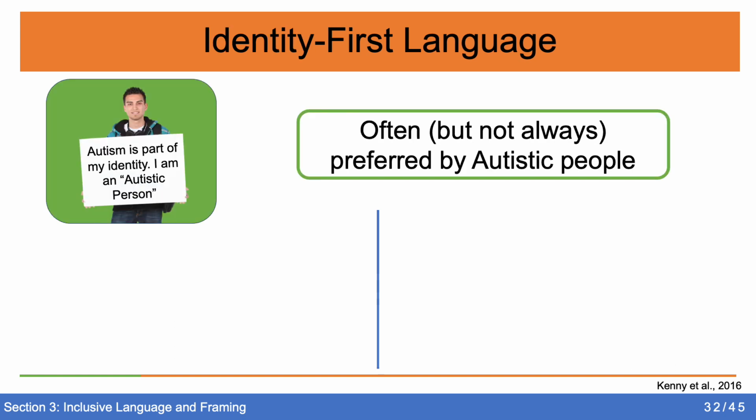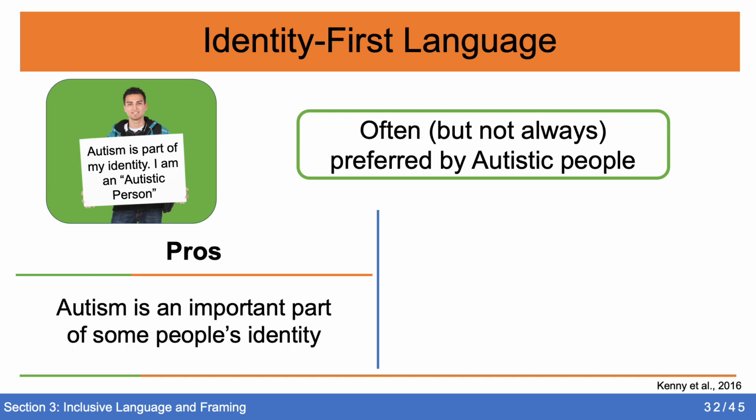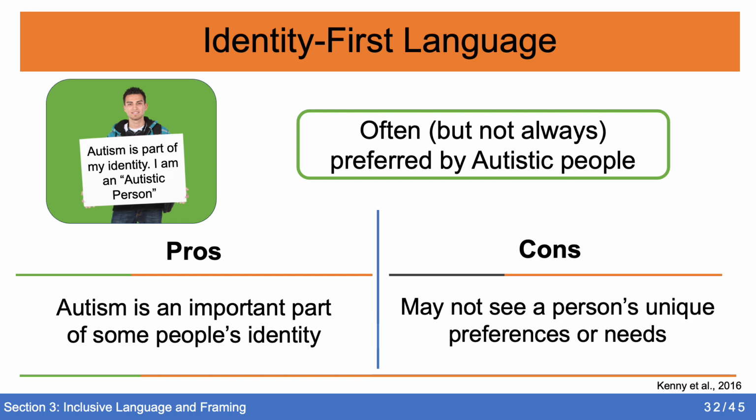Identity-first language is often, but not always, preferred by autistic people. Autistic people may prefer it because it shows that autism is an important part of their identity and way of being. But it may cause some people to see autism first and not acknowledge a person's unique preferences or needs.